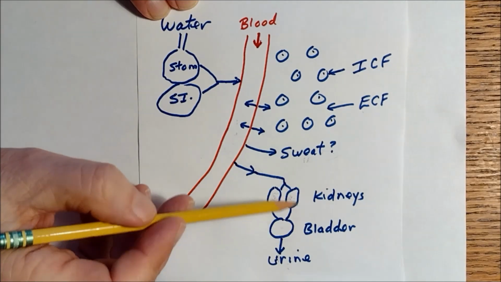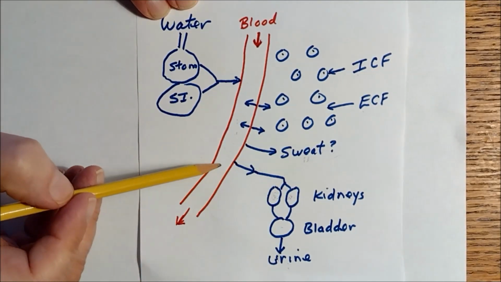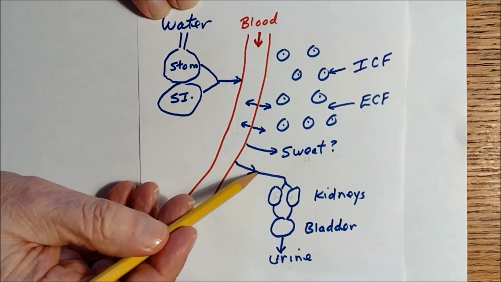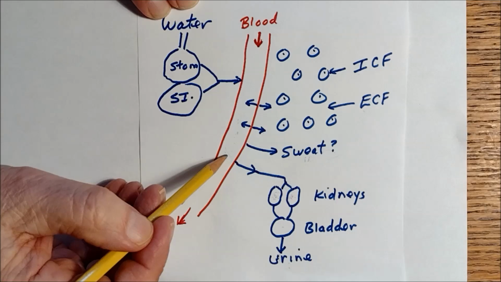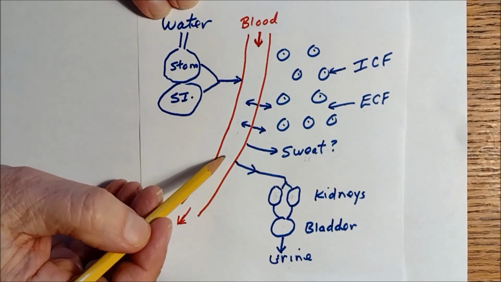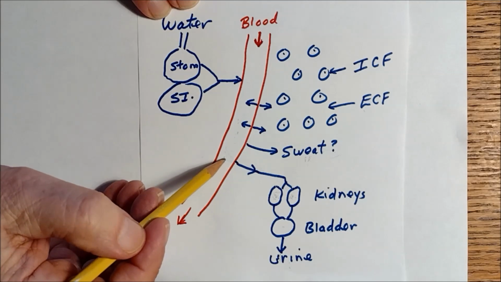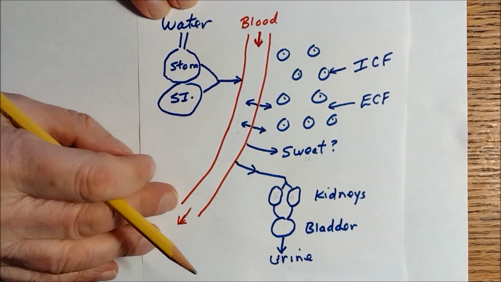Okay? So the kidneys definitely have an effect on the blood pressure by either taking water out of the blood, which reduces the blood volume, reducing the blood pressure, or leaving water in the bloodstream, which increases the blood volume, thus increasing the blood pressure. Okay? All right.